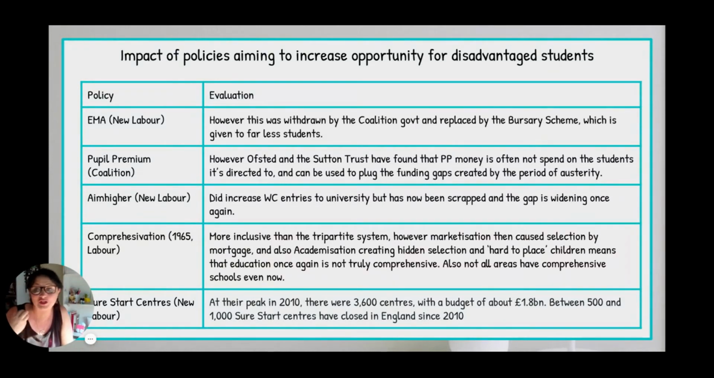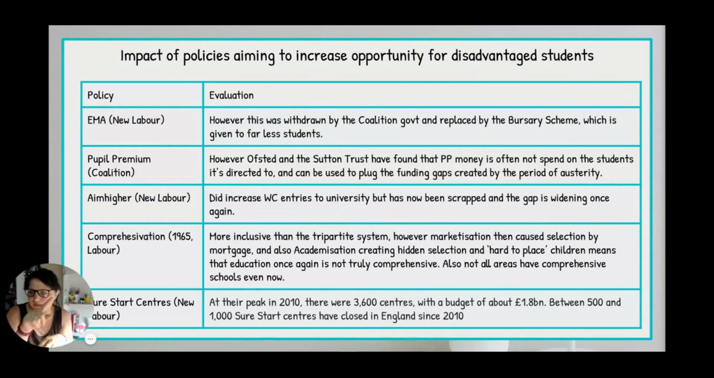Aim Higher, that was a new Labour programme. There were huge amounts of funding that came into schools and colleges, and there were loads of different programmes, and you could use your Aim Higher funding to do things to really nurture those students who might not otherwise consider going to university or might not have the cultural capital in order to apply and be successful. So there were loads of these Aim Higher programmes, and then that was scrapped, and actually the gap is widening once again in terms of who goes to which universities, particularly at the more prestigious universities.